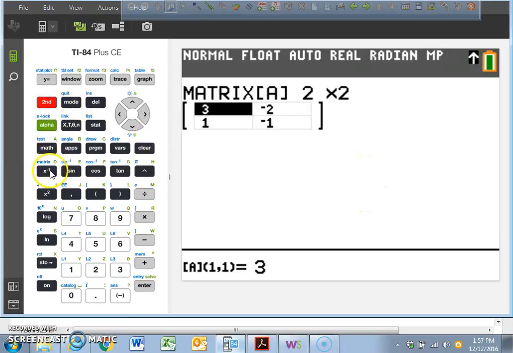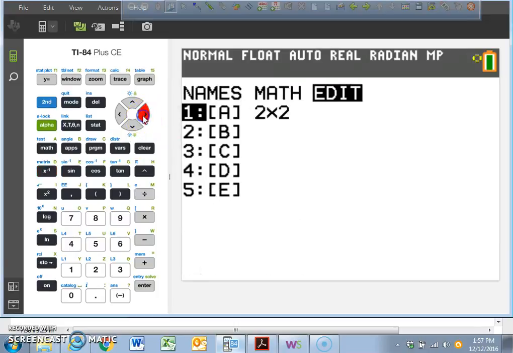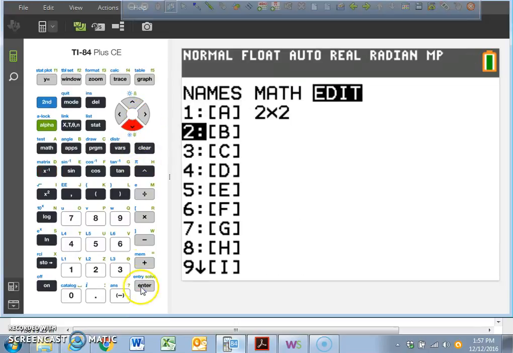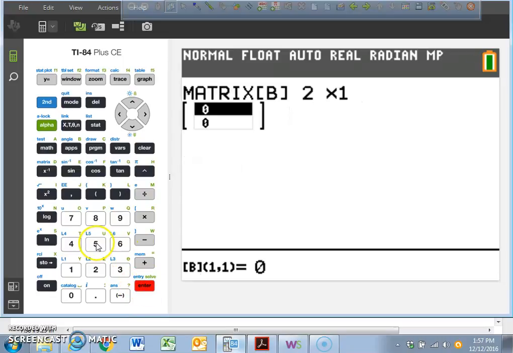Go second, matrix, go to the right where it says edit. Now you're going to go down to number 2, and you're going to make a 2 by 1. Was it a 5 and a 2? Was it a 2 and a 5? Okay, 5 and a 2. That was matrix B.